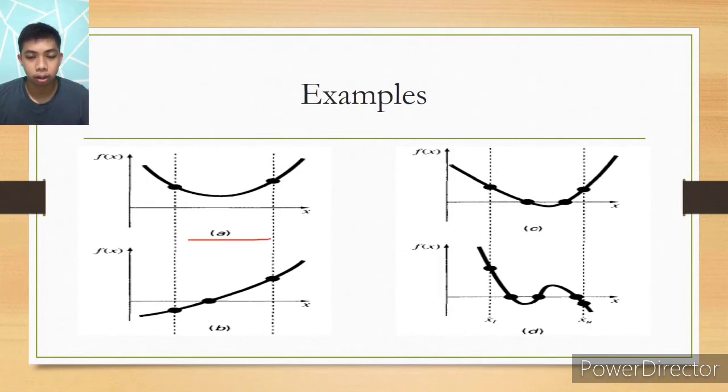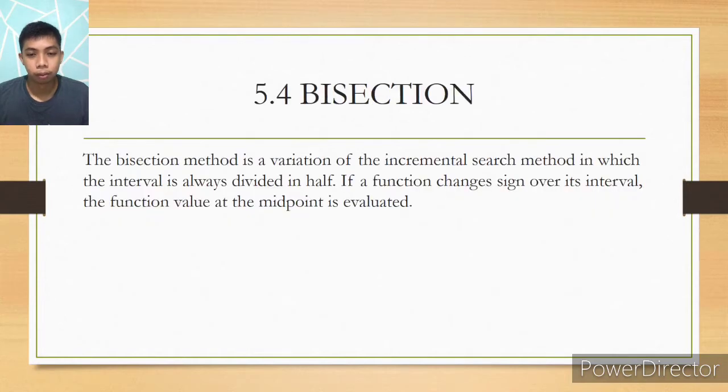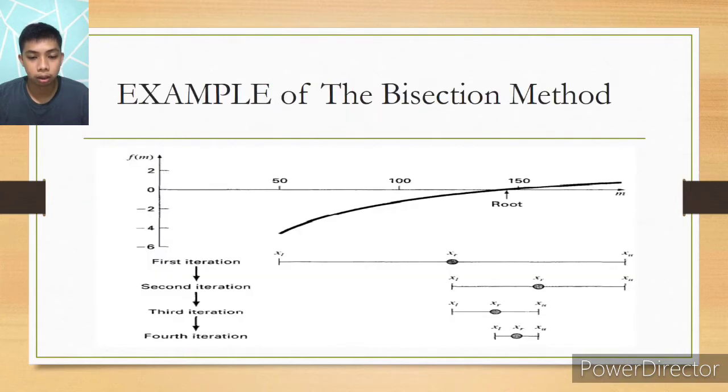We have an example of bracketing methods and initial guesses. Next, bisection. The bisection method is a variation of the incremental search method in which the interval is always divided into half. If a function changes sign over an interval, the function value at the midpoint is evaluated. So this is the example.